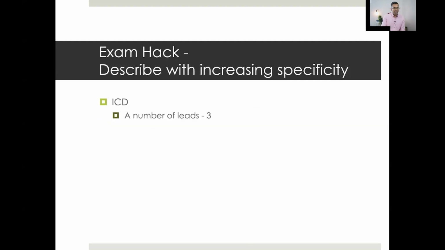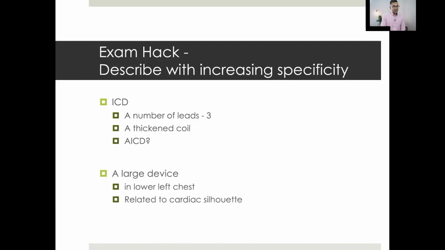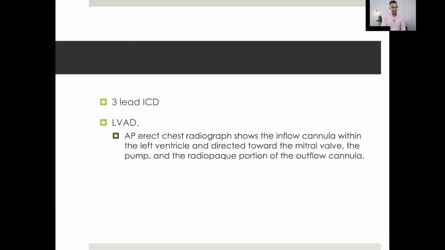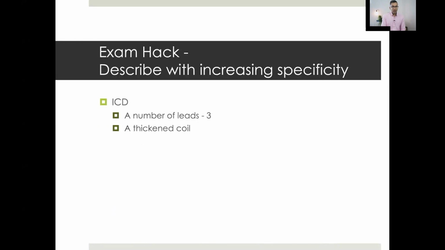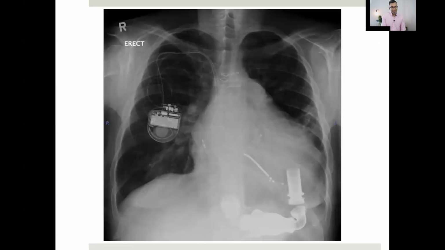Looks like an implanted cardiac defibrillator, number of leads 3. There's a thickened coil. Maybe it's an AICD if you're not familiar with it, but I like that you're confident that it was an AICD. A large device down there in the lower left chest related to the cardiac silhouette. Is this a cardiac assist device? So that's an LVAD. Yeah, I just wanted to give you a chest X-ray with a whole bunch of things there, just so you know what these things might look like if you haven't already had a chance to see these in real life.